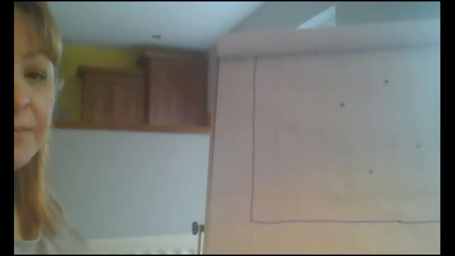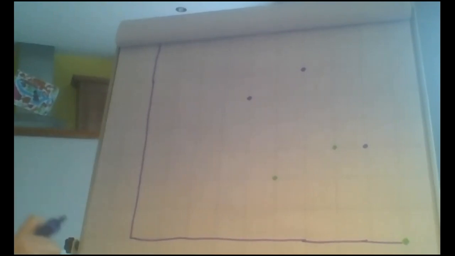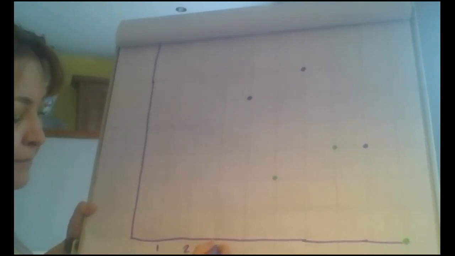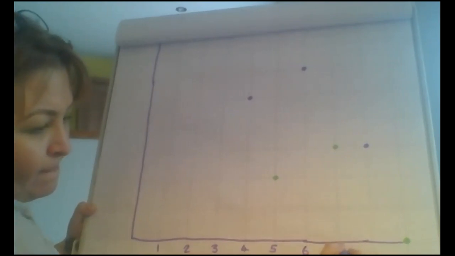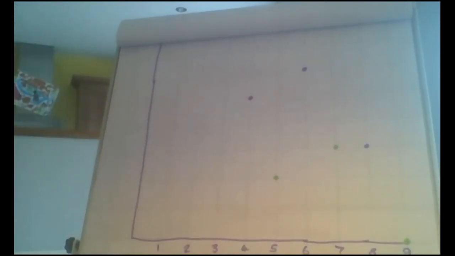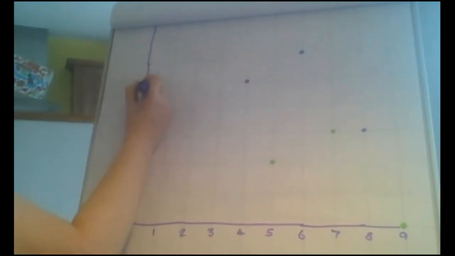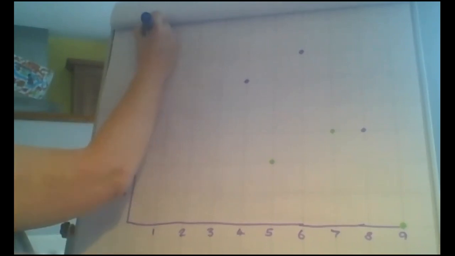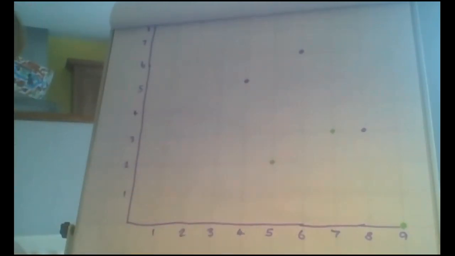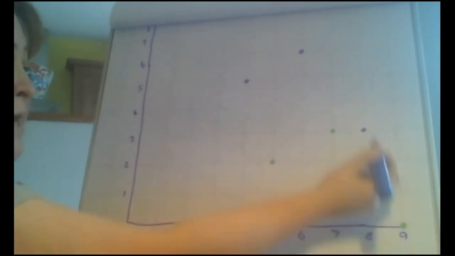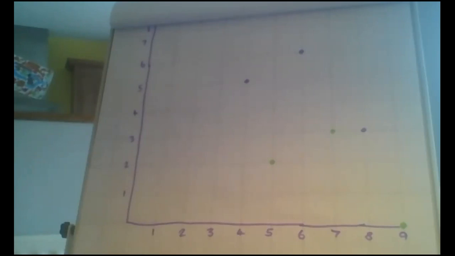So if you can look at my board, you can see that I quickly drew the original points. The first one is at 6, 6. The second point was at 4, 5, and the third one was at 8, 3. And they've all been translated. So which points moved where? That's what it's asking you to do.